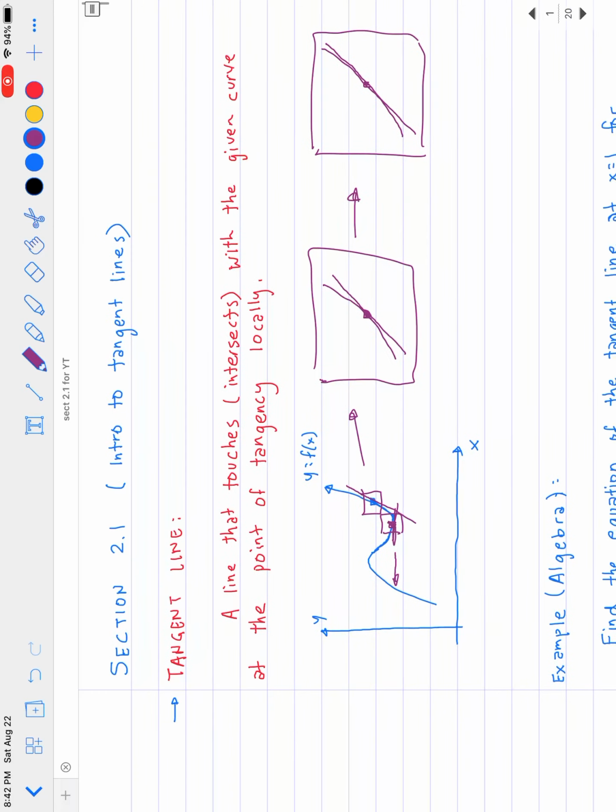So what I would like to do by the end of this chapter is be able to solve for the slope of the tangent line for any given curve. Let me repeat it one more time. I would like to be able to solve for the slope, or maybe even the equation of the tangent line, at any single point of the curve.